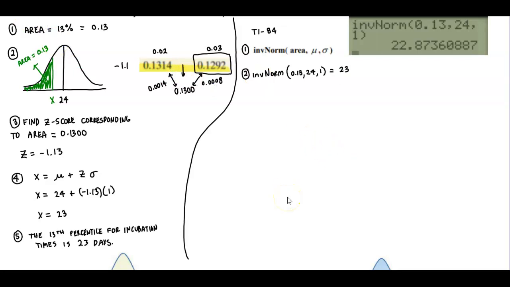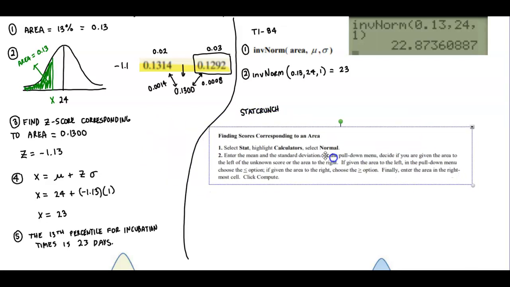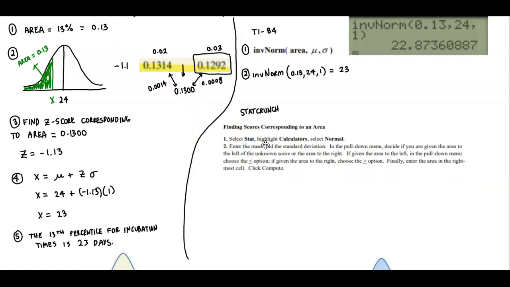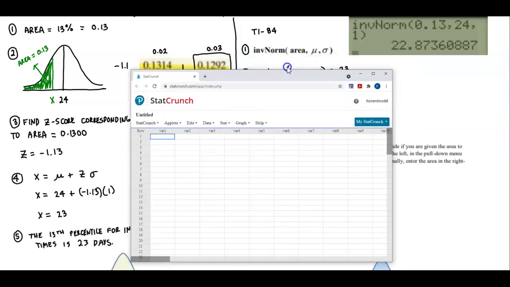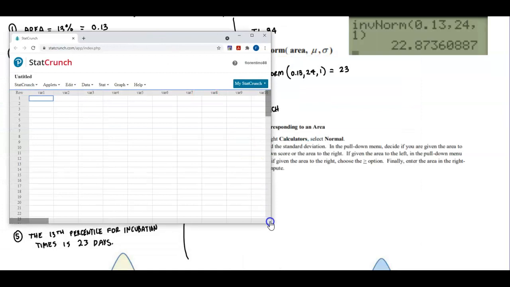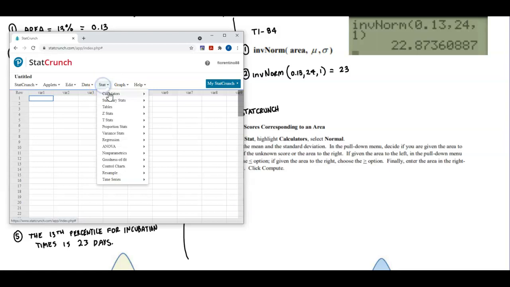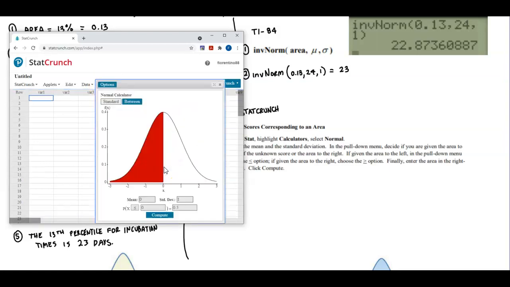Okay, and now let's also do this using StatCrunch. So if we wanted to use StatCrunch, then this is the following. We want to find scores corresponding to an area, and we're given an area which is 0.13. We're going to select Stat, highlight Calculators, and select Normal. So let's go to StatCrunch. We're going to go to Stat, then Calculators, and then all the way down to where we see Normal.